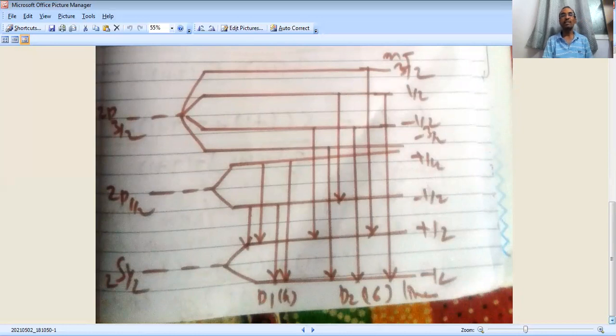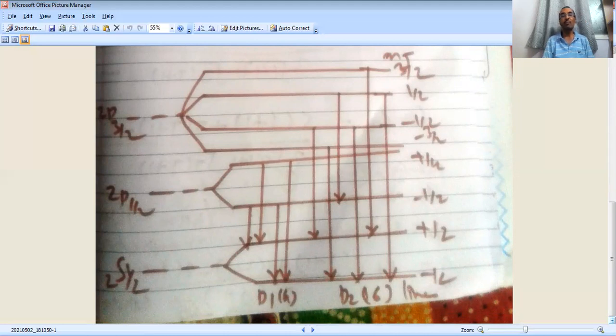Now to see the transition from upper level to lower level, we have to follow the selection rules. That is equal to mj equal to plus minus 1 and 0. Therefore, first transition minus 1 half to plus 1 half. What is the value of delta mj? Minus 1 half minus 1 half. It is equal to minus 2 divided by 2. That is equal to, what? Only minus 1. It is okay.